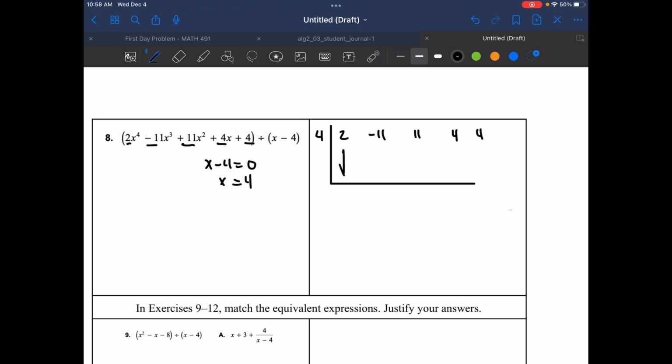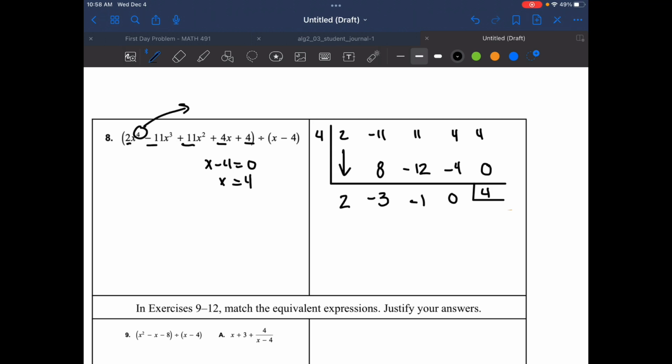I'm going to drop my 2 down. 4 times 2 is going to be 8. Negative 11 and 8, that's going to add to be negative 3. 4 times negative 3 is negative 12. This is going to leave me with a negative 1. 4 times negative 1 is negative 4. This is going to leave me with 0. And for my remainder portion, which I didn't make a long enough line for, there we go. 4 times 0 is 0. That leaves me a remainder of 4.